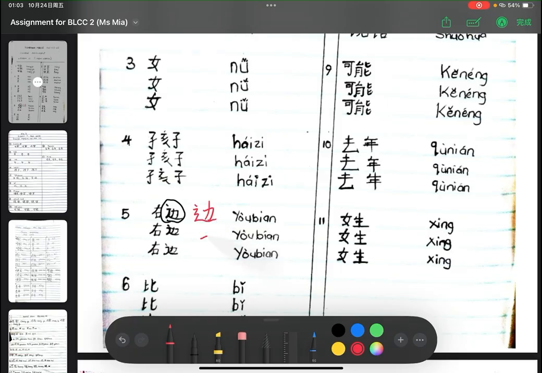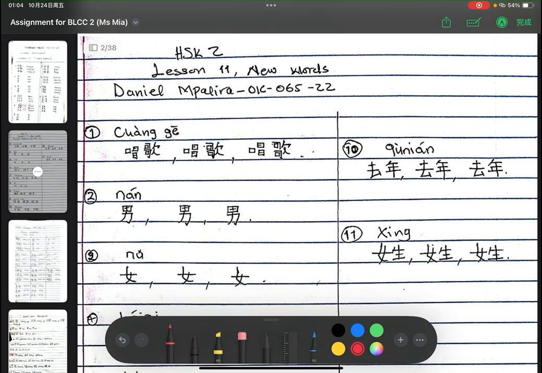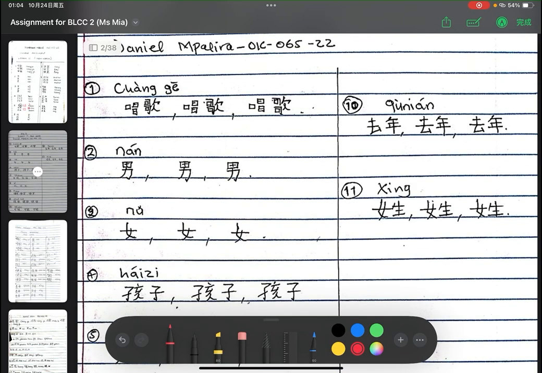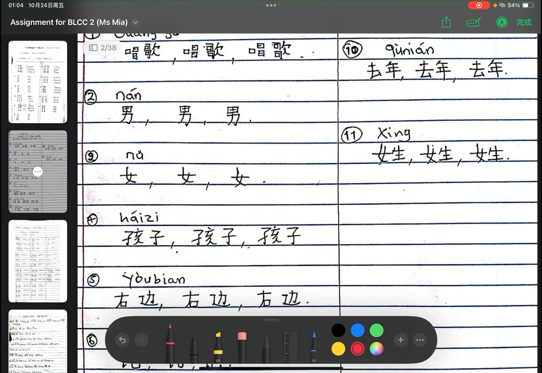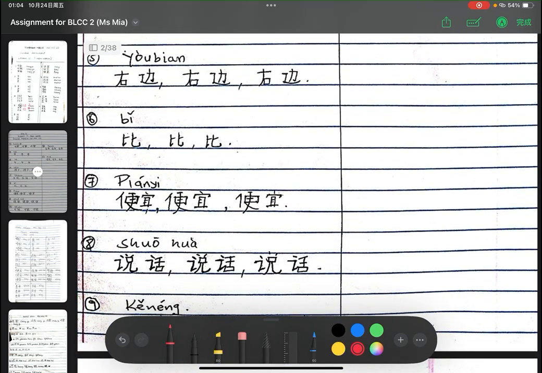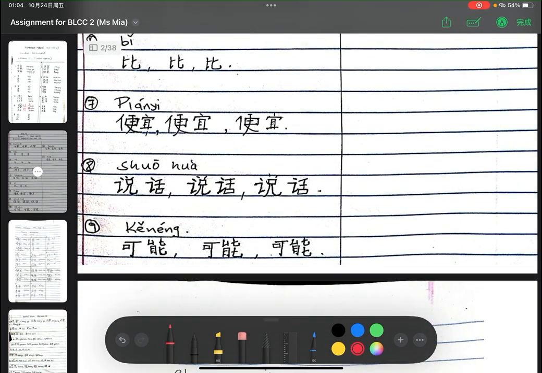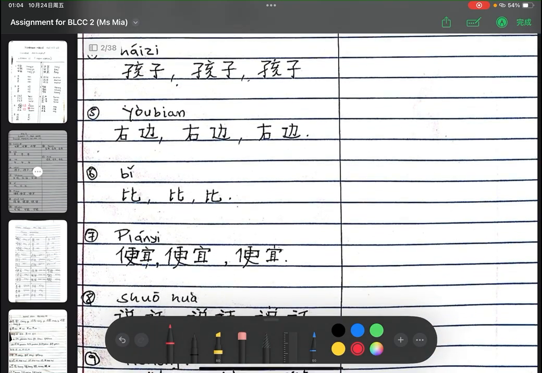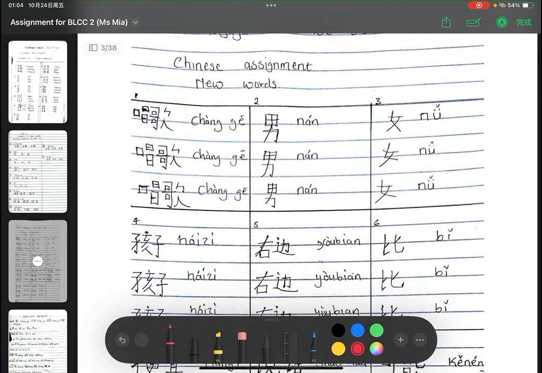Okay, again. Dot. Yes, it's right like this. Okay. Right like this. The 边. Okay. Continue. This one is also good. It's also good. I didn't see the mistakes. Good. Continue.